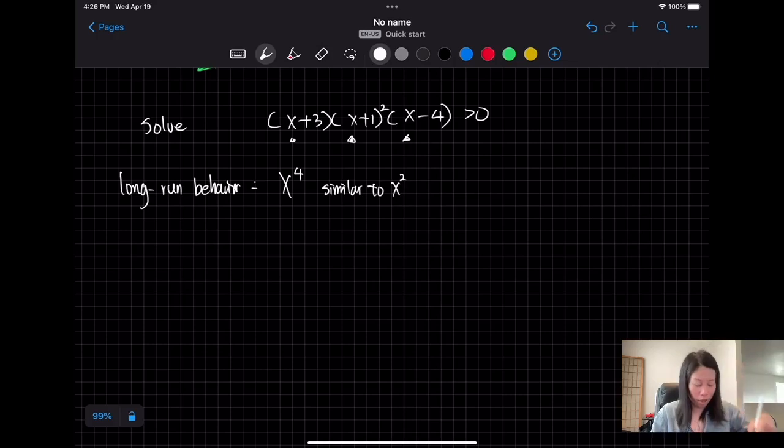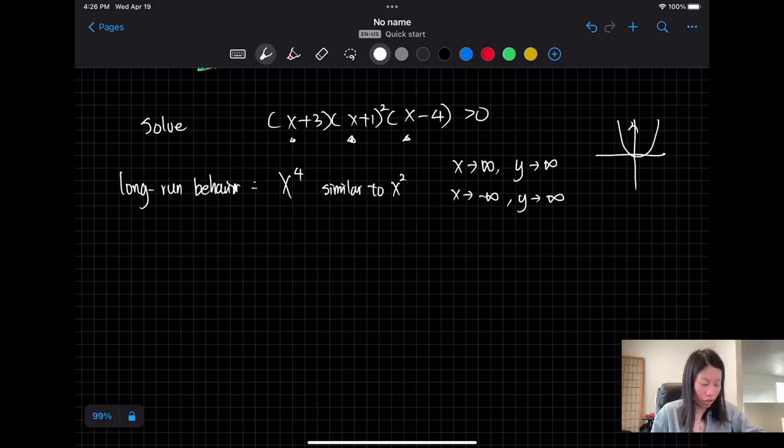It's a parabola. What does a parabola look like? As x goes to infinity, y also goes up. If x goes to negative infinity, y also goes to positive infinity, because a parabola looks like this one. There's no negative sign, so we don't need to flip the function.